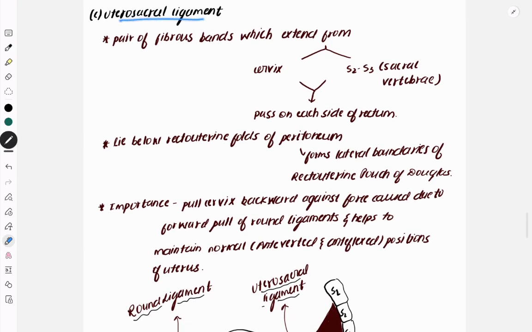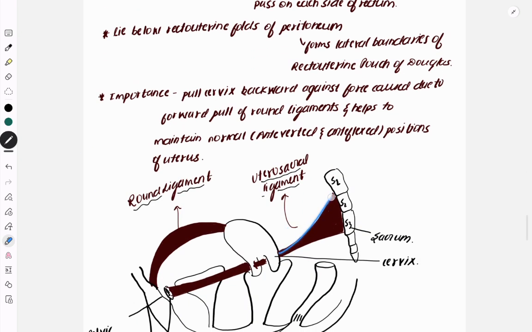What is the importance of the uterosacral ligament? The importance of the uterosacral ligament is that this ligament will pull the uterus backwards. So it pulls the uterus and cervix backwards against the force which has been caused because of the round ligament. Round ligament pulls the uterus forwards, but against that force we will be having the uterosacral ligament which pulls the uterus backwards. So these two ligaments together will balance the uterus, and they will keep it in its normal position, and they maintain its normal axis of anteversion and anteflexion.